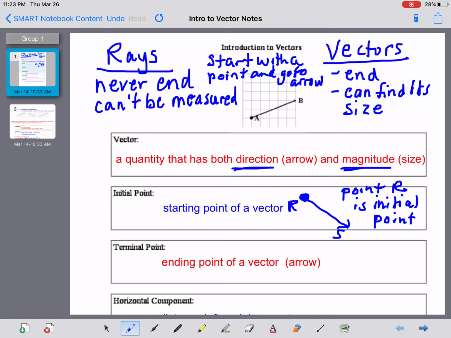When we get to the terminal point, that's the ending point of the vector or the arrow. Okay, so if I start here and I go this way, here's X, here's Y. So in this case, Y is the terminal point.